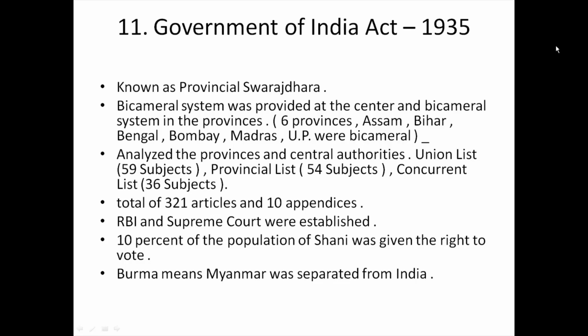Union list, 59 subjects. Provincial list, 54 subjects. Concurrent list, 36 subjects. A total of 321 articles and 10 schedules. The RBI and Federal Court were established. 10% of the population was given the right to vote. Burma, now Myanmar, was separated from India.